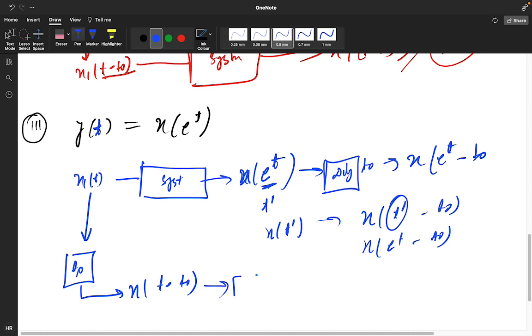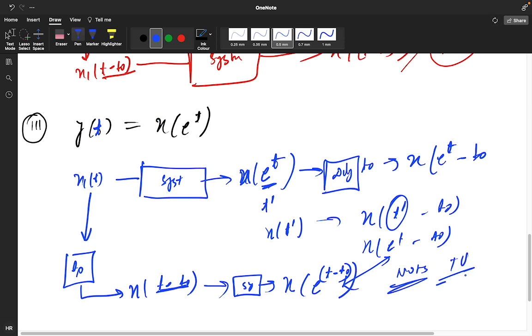Then it's passed through the system. And whatever the inside term is there, the system is making it an exponent term. So e power (t minus t naught) is coming. Here we have e power (t minus t naught), and in the power we have t minus t naught. So these two are not the same. So it will be time variant. It won't be time invariant.